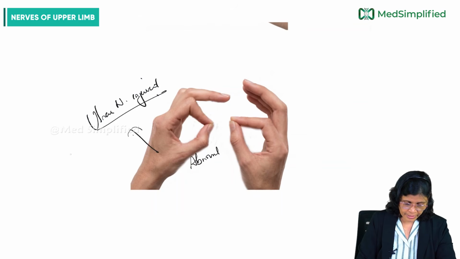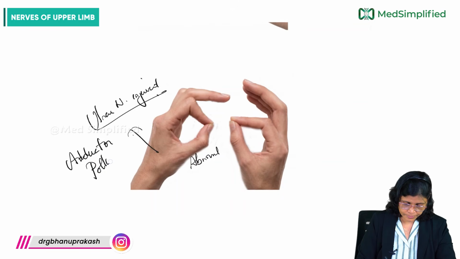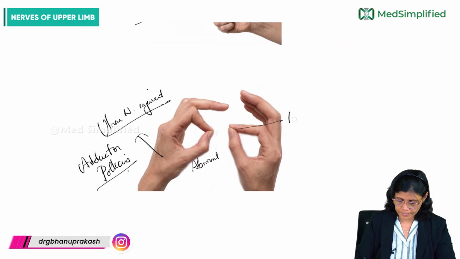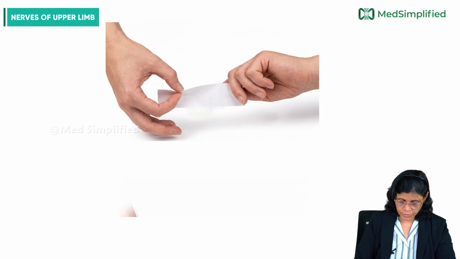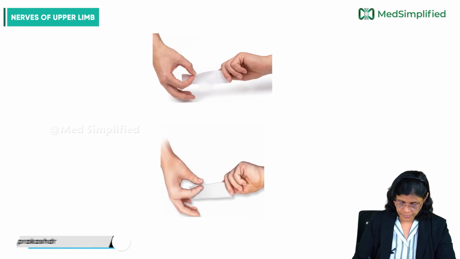So which muscle is paralyzed there? Adductor pollicis. This is normal. So when the doctor is trying to pull, you can see if it is flexed, it is abnormal. When it is straight, it is normal. This is called Froment's sign.